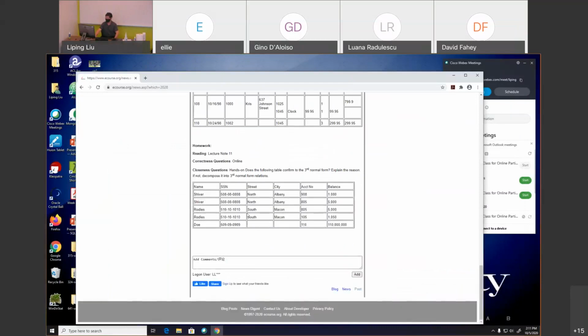Okay, so now let's look at the question. Hands-on question. Does the following table, I don't know what this is, hands-on, okay, I think it's just an incomplete sentence. So does the following table conform to the third normal form? Explain the reason. If not, decompose it to the third normal form.